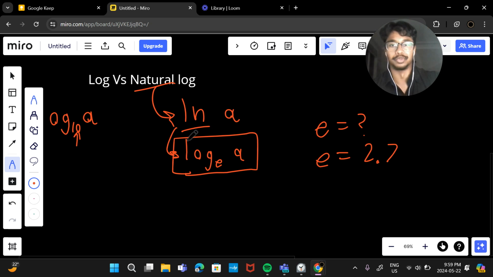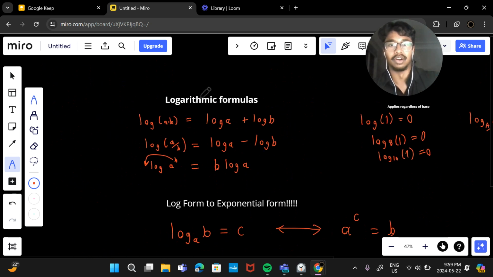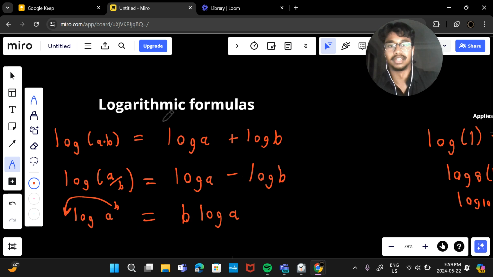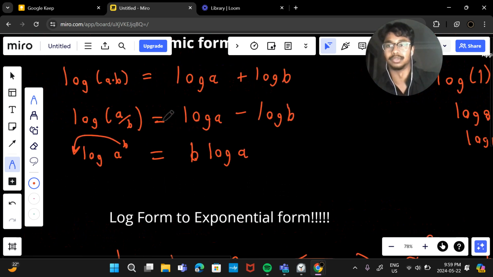So I think that's all I want to go through today. This is the basics of logarithmic formulas, and also a little bit about natural log.